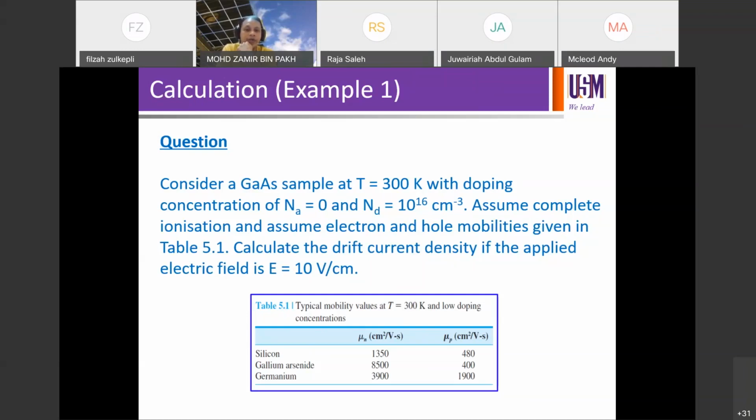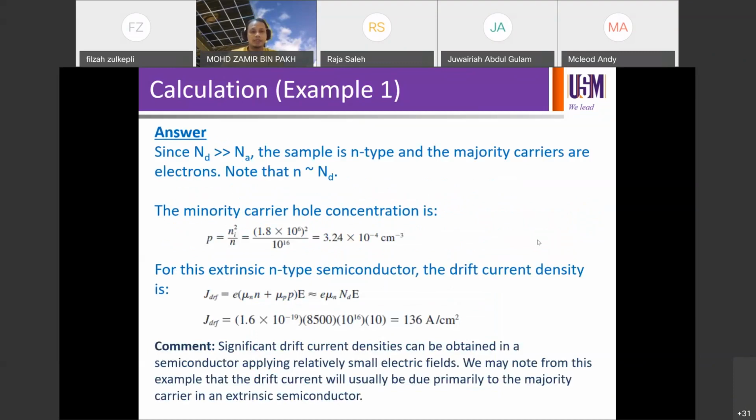However, this is an n-type gallium arsenide, so you need to use the n-type mobility. Since Nd is much bigger than Na, or because Na is 0, by the way, the sample is n-type and the majority carriers are electrons. In this case, due to 100% ionization, N is equal to Nd. For the minority carrier concentration, you can still calculate it. Using the law of mass action, N times P equals Ni squared. Therefore, you know N, and P will be equal to Ni squared over N.